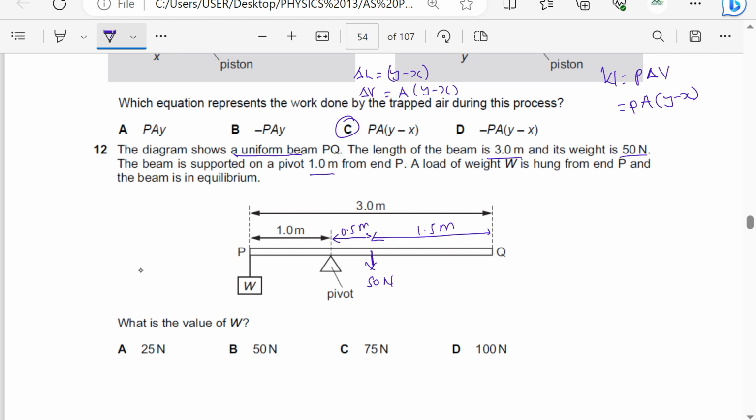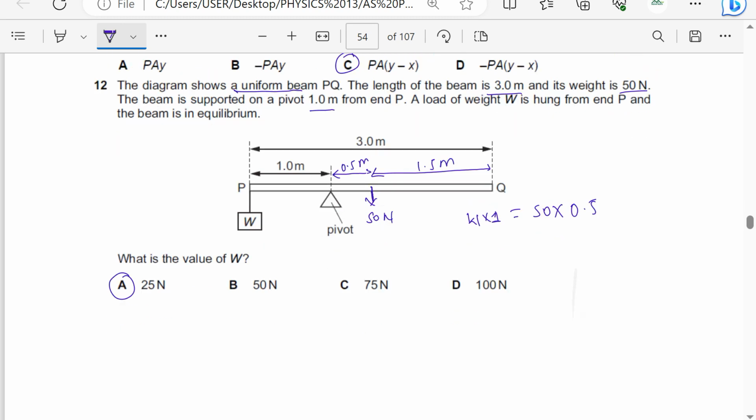Taking moments about the pivot, W times the perpendicular distance should be equal to the weight 50 newtons times the perpendicular distance, which is 0.5. So when you press your calculator, 50 times 0.5 is 25. So the answer is going to be A, because it is W times 1. So the answer is A.